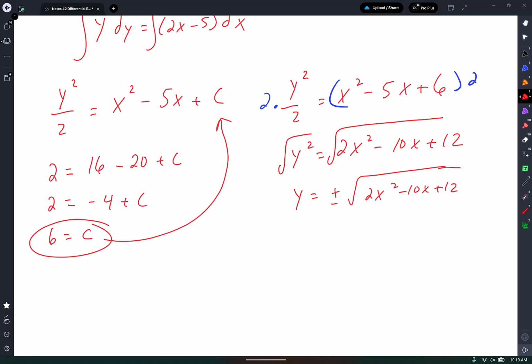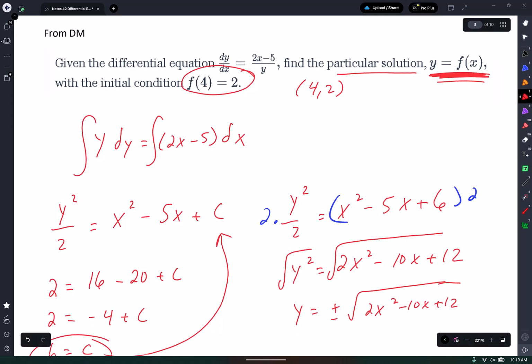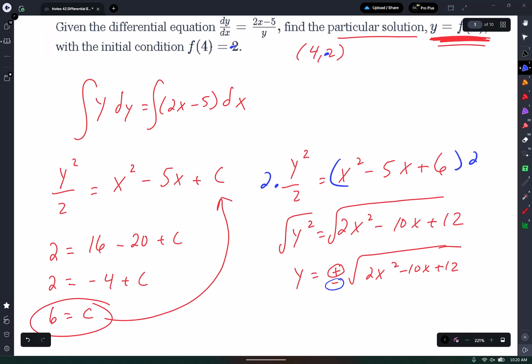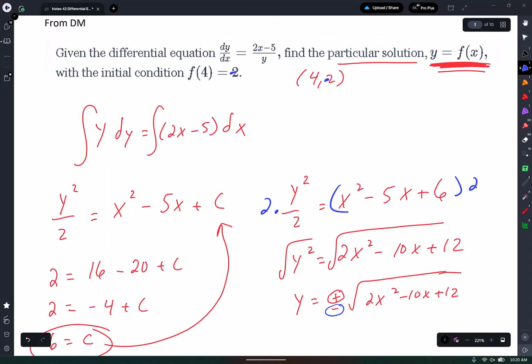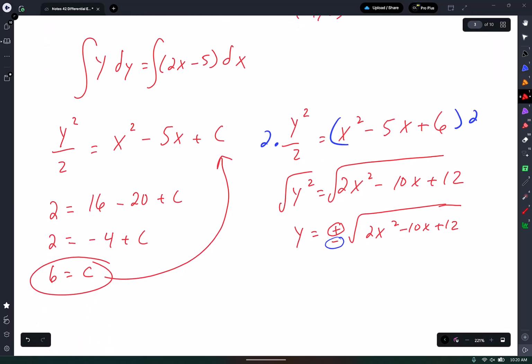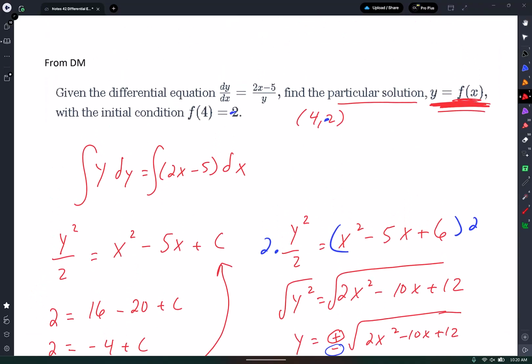Are we still okay? All right, which one am I choosing? Am I choosing the positive branch or the negative branch? The positive. When would I ever choose the negative branch? What if I had f of 4 equals negative 2? If I had that, then I would have to choose the negative. Does that make sense? It just depends on your model, on your situation. So be careful with that. So it's a positive one. So here it is, my last step. I'm going to write f of x as my last step. You don't have to. You can probably be fine writing y equals.